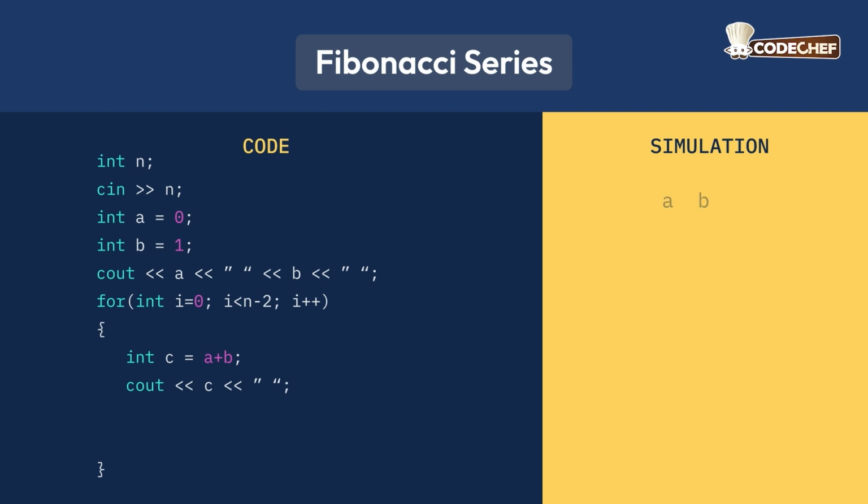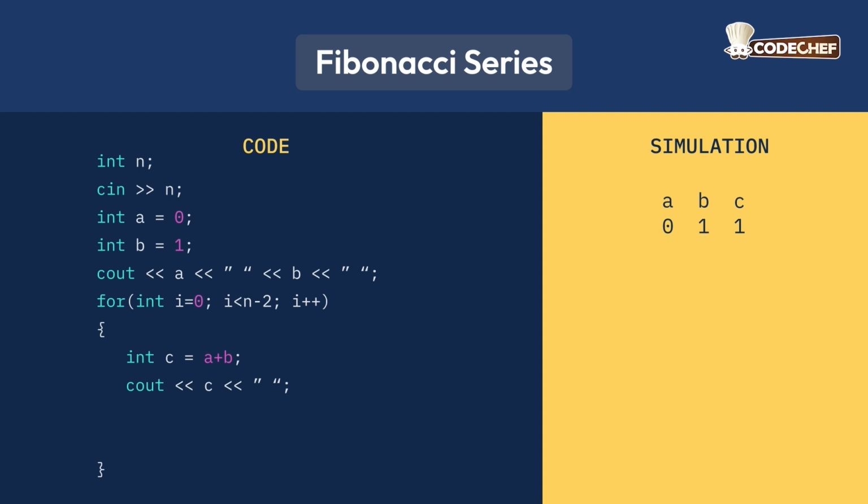The values of a and b were 0 and 1, but for the next iteration, our a and b should be updated to 1 and 1. Let's draw this out. So, 0 was A and 1 was B. We did A plus B to get C, which is 1. This is what we have with us.